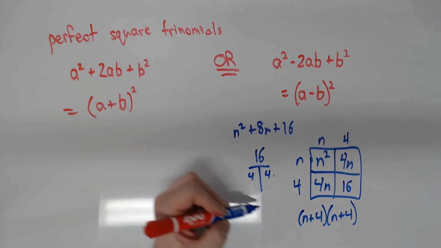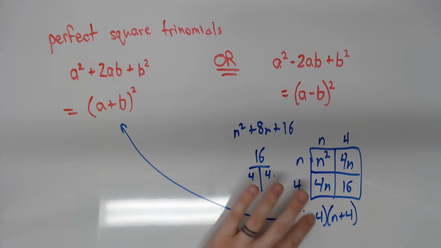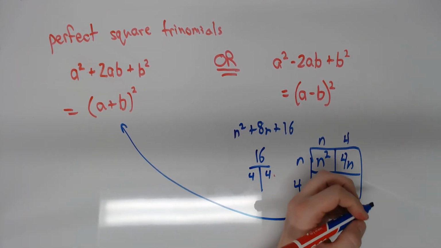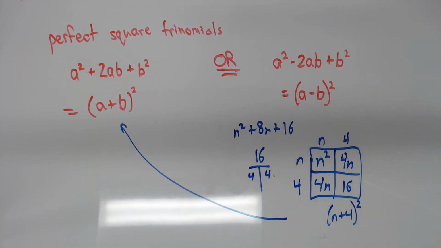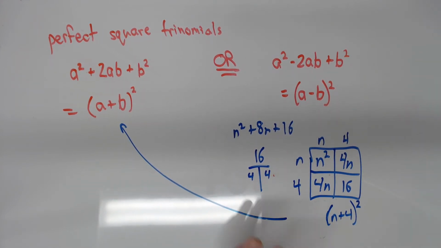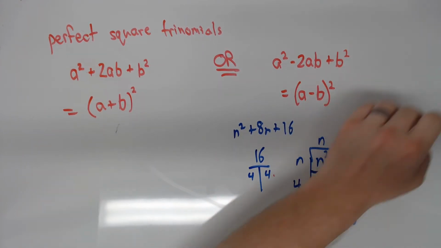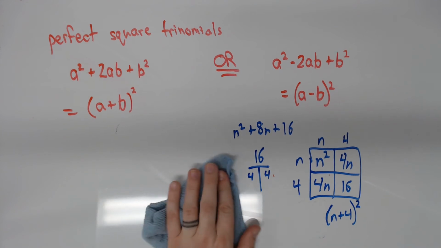That is what this means. I can actually write this because it's the same parentheses multiplied twice. That's what exponents mean. That's where that comes from. This means n plus 4 squared. That means I got two of the same factor for my answer. So let's look at the pattern and see why that works.